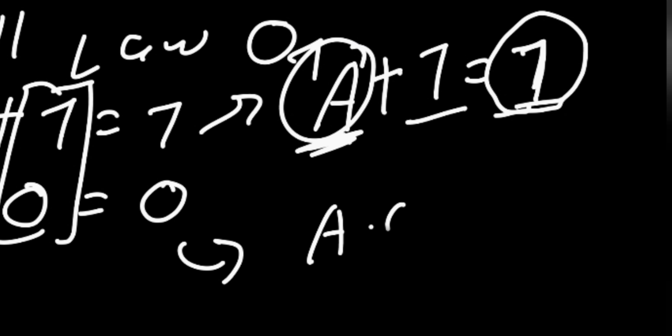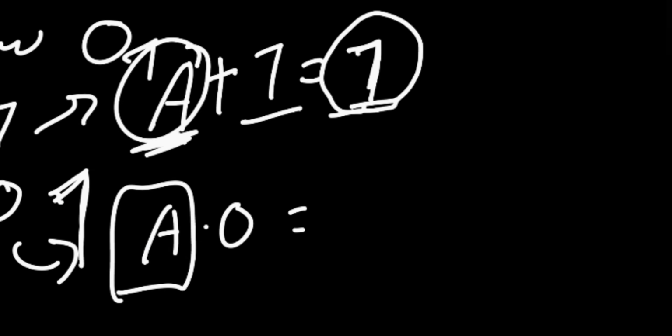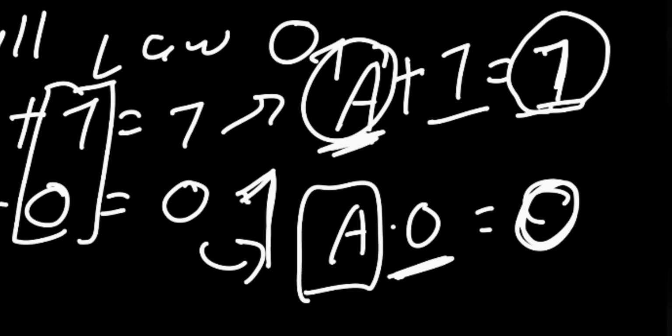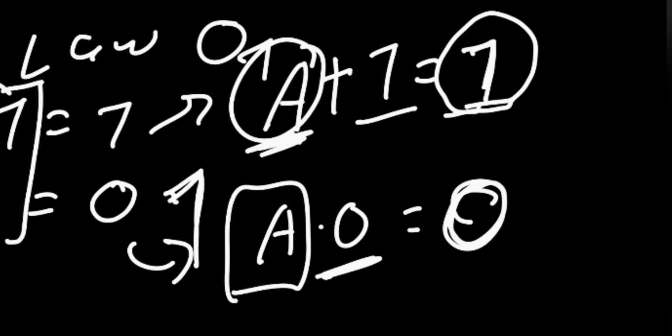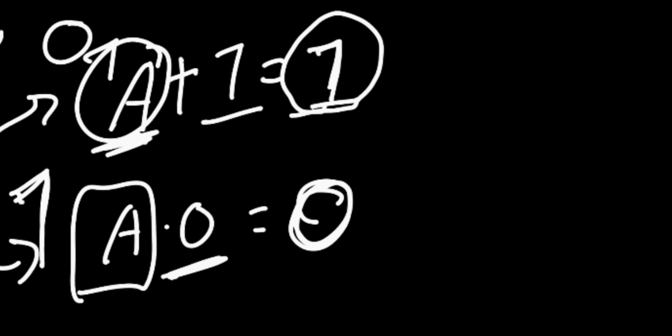Similarly, in A dot 0, it doesn't matter what A's value is. Even if it is 1, as we say in an AND gate, the answer would be 0 if there is even a single 0. As there is a 0, the answer will always be 0. This is the null law. Remember, this is how the gate works. It is not a rule that logic gates must follow, but a rule that represents the nature of the logic gates.